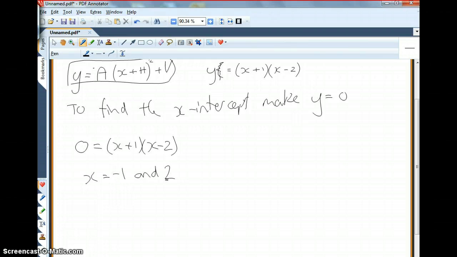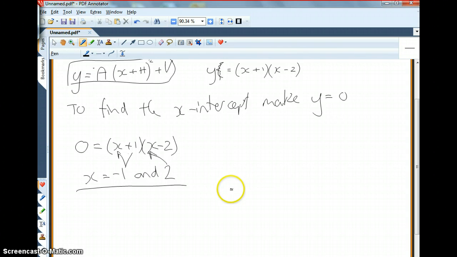Okay, hopefully you remember that from algebra. When you put negative 1 in for x, you get minus 1 plus 1, that gives 0. When you multiply 0 out with anything else, the whole equation works towards 0. If you put 2 into this bracket, 2 minus 2 becomes 0, 0 multiplied by anything else, the whole bracket becomes 0. So my two solutions are x equals minus 1 and x equals 2.